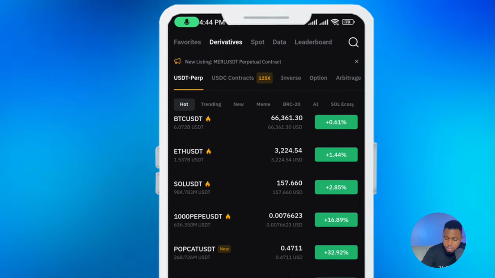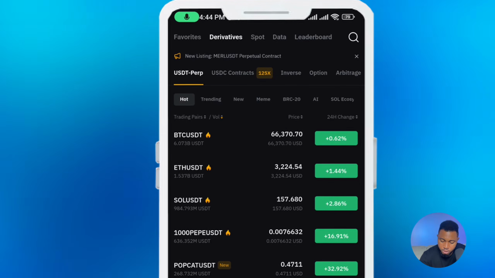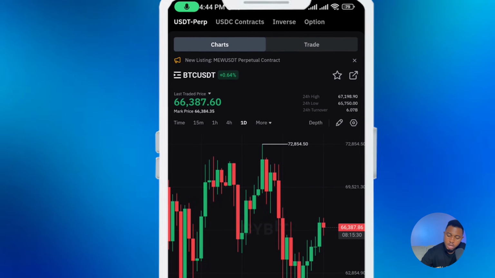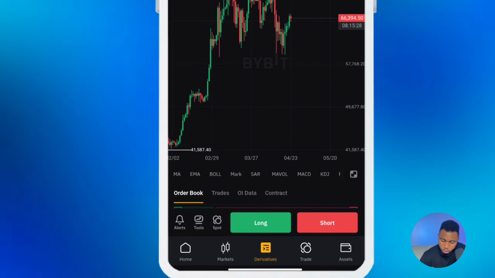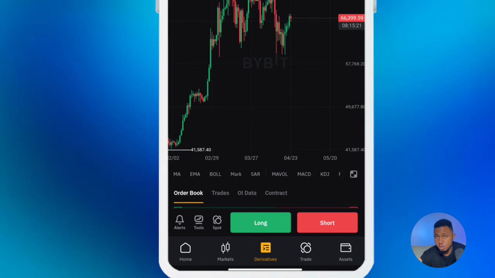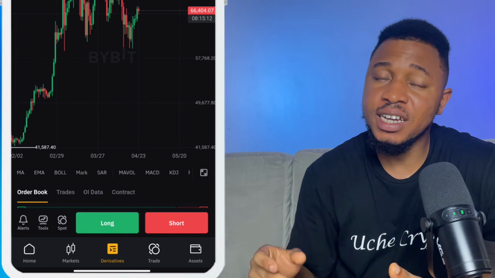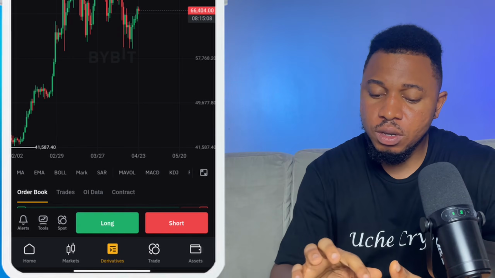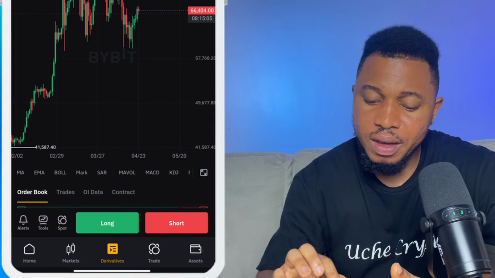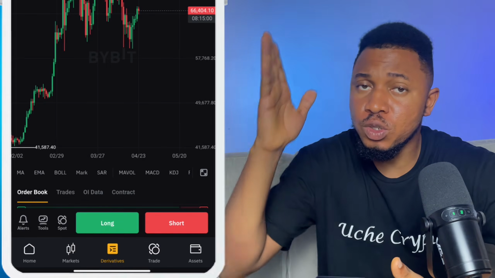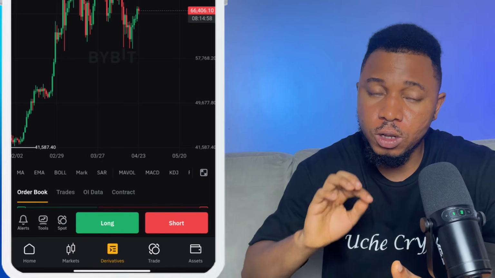Alright, so let's start by trading BTC USDT. I'm going to click on it. Okay, so below here you can see long and short. Now when we were trading spot, you were seeing buy and sell, but here you're seeing long and short. Now let me explain what long means. Long simply means that you're betting that the coin is going to increase in price. So let's say Bitcoin is currently at $66,000. You can bet on BTC at $66,000 that Bitcoin will continue going up. That is, you're going to click on long to do that.